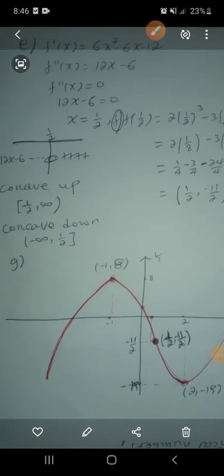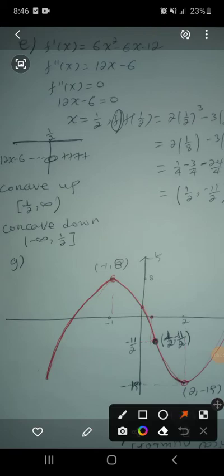Finally, the concavity interval. The second derivative is 0 at x = 1/2. So the second derivative 12x - 6 will be negative if x is less than 1/2 and positive if x is greater than 1/2. If the second derivative is greater than 0, then the function will be concave upward from 1/2 up to positive infinity. If the second derivative is negative, then the graph will be concave downward, so it's concave downward between minus infinity and 1/2.